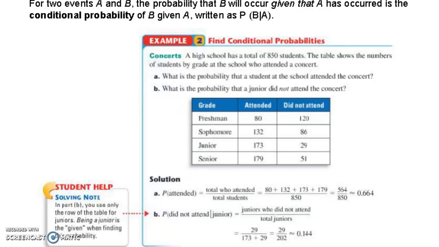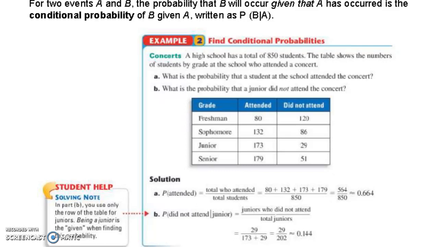And we find out that 564 is the total number of students who have attended. That's adding 80 plus 132 plus 173 plus 179. And divide that by the total number of students at the school, 850. And we get 0.664, so a 66% probability that a student at the school attended the concert.